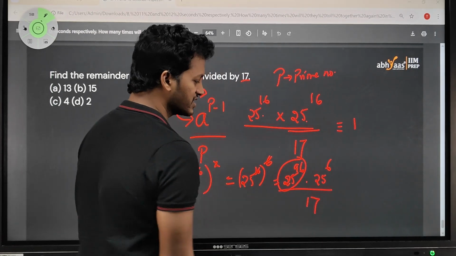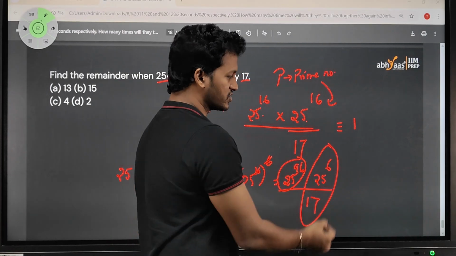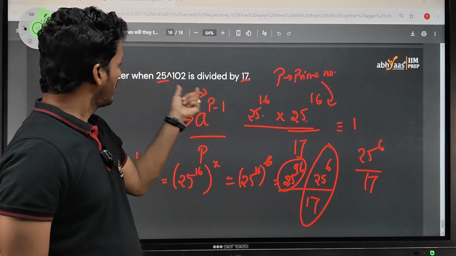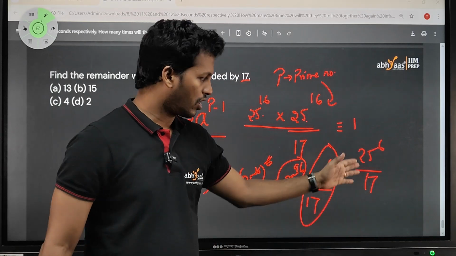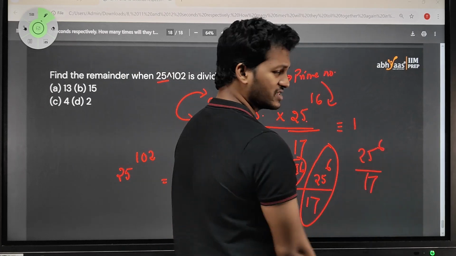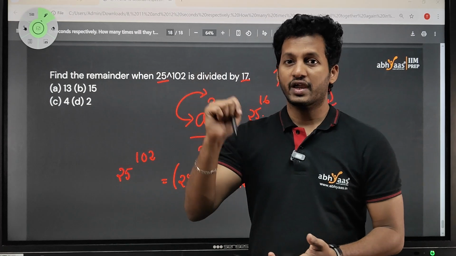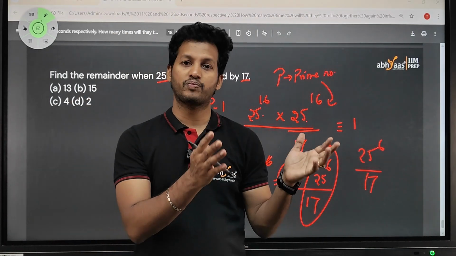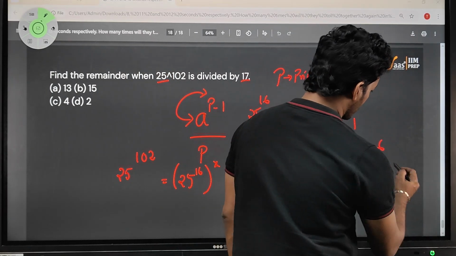This 25 power 96 will always give me the remainder 1 from Little Fermat's theorem. So I have to solve only this one. So 25 power 6 divided by 17 will be the problem from this big problem. You can express this again using binomial theorem, or lastly you can use the remainder theorem. 8 power 6, or 2 cube into 6, that is 2 power 18, and 2 power 18 can be written again as 2 power 4.